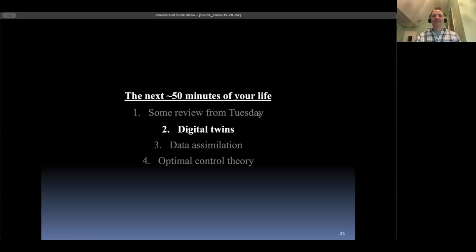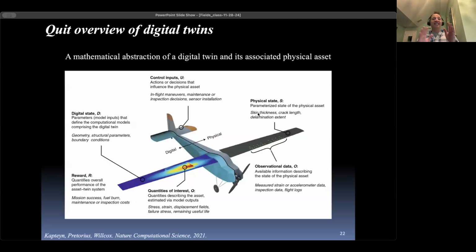All right, so if you get nothing else out of this presentation, I would encourage you to look up this paper. I had nothing to do with it. It was led by Karen Wilcox, who is the director of the Oden Institute for Computational Engineering and Sciences, where I have an appointment at UT Austin. She's an aeronautical engineer, and a few years ago they published this really nice description that's basically a mathematical abstraction of a digital twin and its associated physical asset.